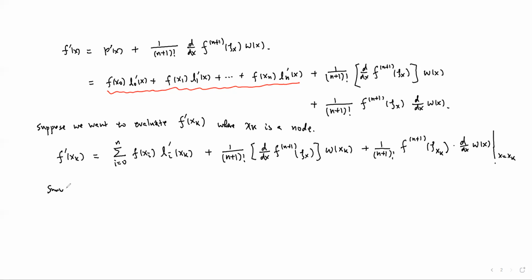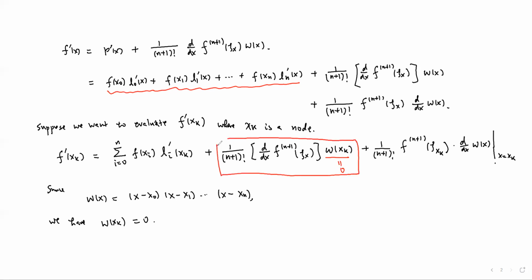Because w, by its definition, is (x minus x0)(x minus x1) and so on, (x minus xk), up to (x minus xn). Now I assume xk is one of the nodes, so we have w(xk) is 0. There is one factor here, x minus xk. When I plug in xk for x, the factor is 0. So the value of w at xk is 0. Therefore, this term is 0.